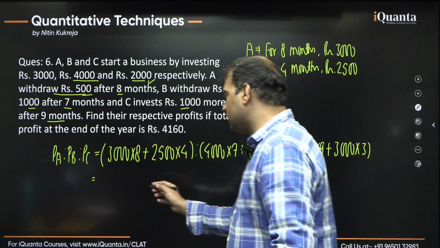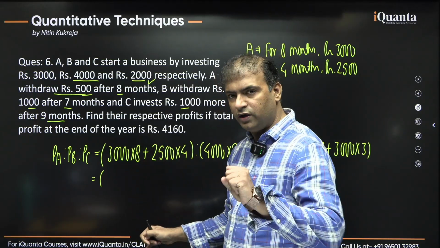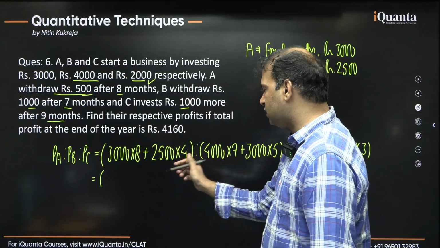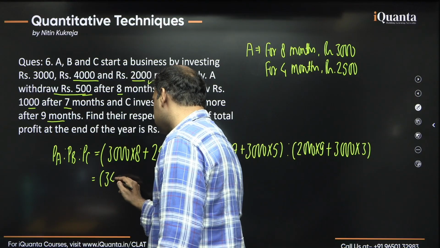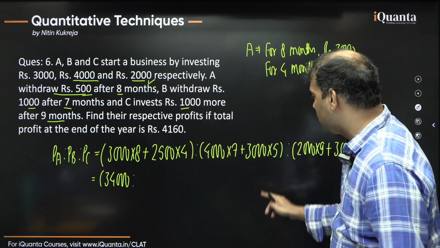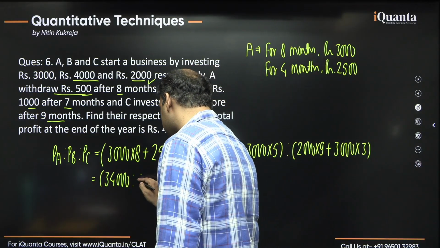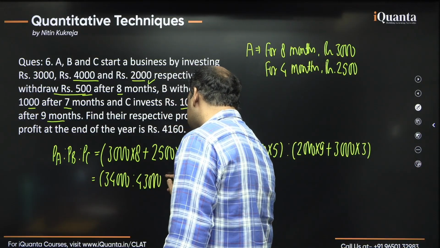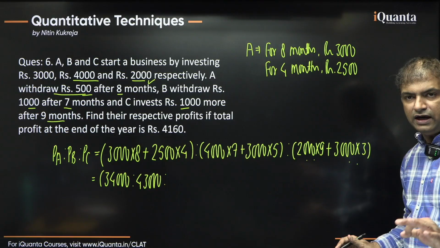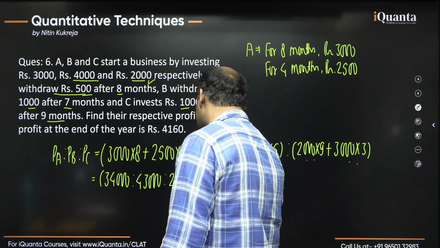So let's quickly do the simple calculation. 3000 into 8, 24,000. 2500 into 4, 10,000. So 24,000 plus 10,000, we shall say 34,000. Then what about Mr. B? 4,000 into 7, 28,000. 3,000 into 5, 15,000. 28 plus 15 is 43,000. So 43,000 for Mr. B. Similarly, for Mr. C: 2 into 9, 18. 3 into 3, 9. 18 and 9 is 27,000. Simple, guys.